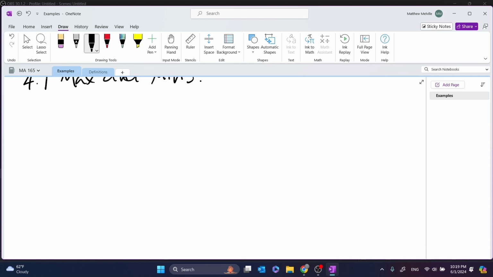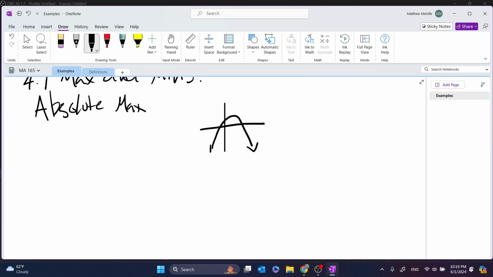So we're going to have something that we're going to call the absolute max. And it's if I have like a graph that looks like this. And I have something that looks like this. There's a value right here that we are going to call the absolute max. Because there's no other value of f, or no other value at all, that's bigger than it. That's the biggest value we actually have.